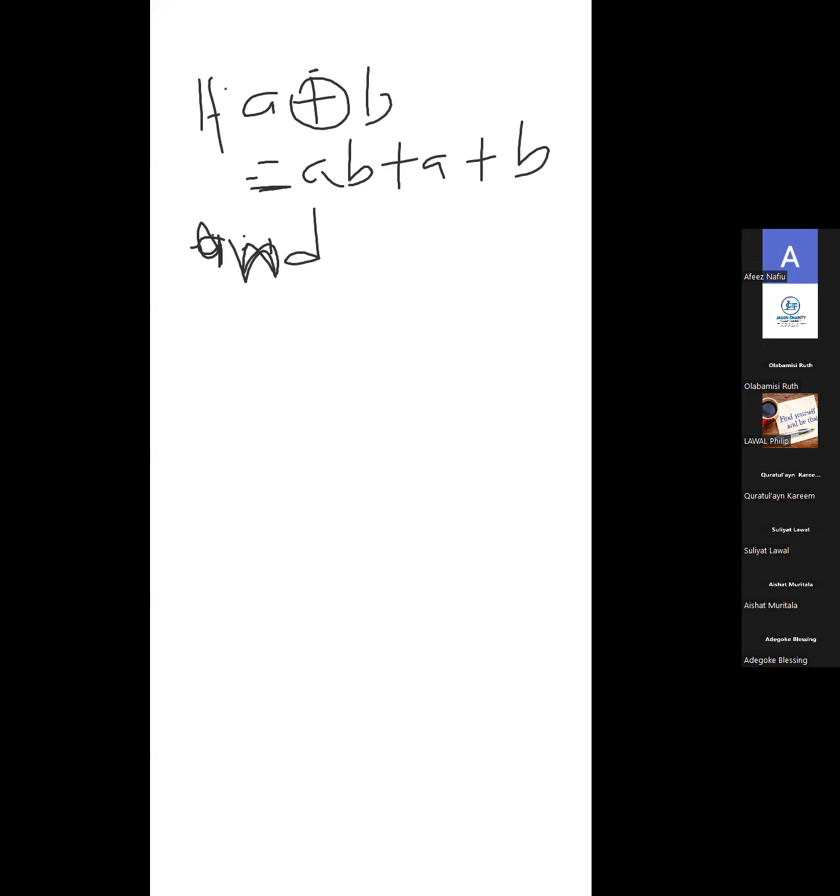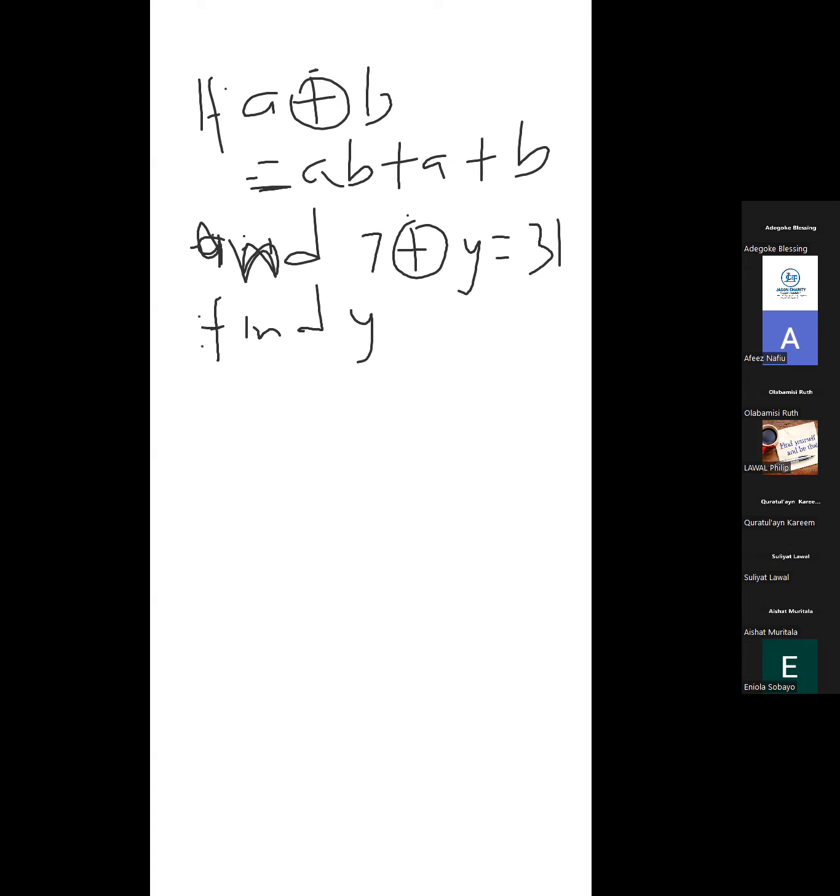let me use 7. Okay, 7 star Y equals, and I need you to pay attention to this. This is not a star actually. You just give it any name you want, because there is no uniqueness to it. Is equal to 31. Find Y. Find Y. So something like this. What do you think we can get? How do you think we can get Y?